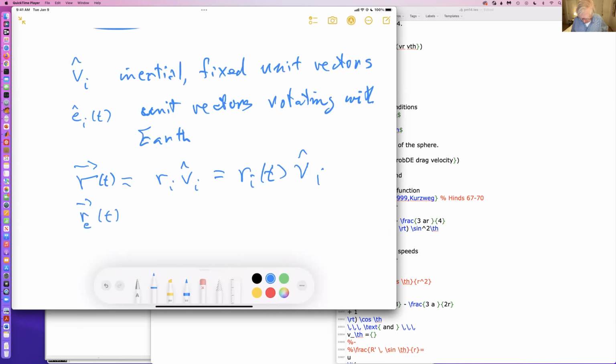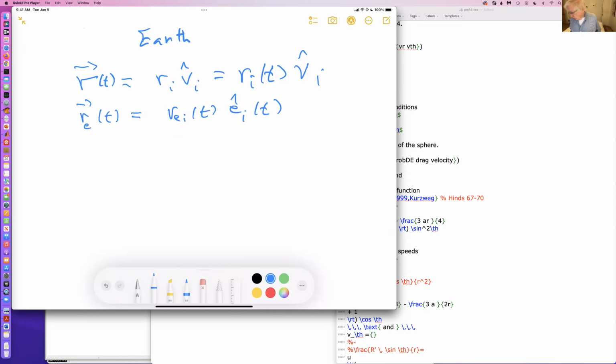So these are the coordinates of the point in the Earth's coordinate system. And so these would be REI of T, E hat I of T. So this would be the location of the point in the Earth's coordinate system. And so now what's interesting is what happens if one starts differentiating.